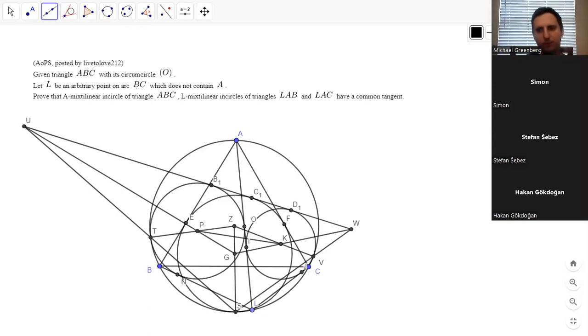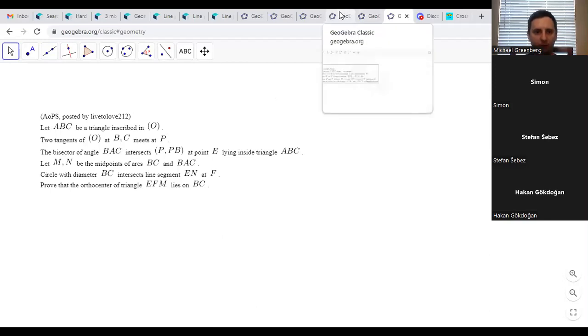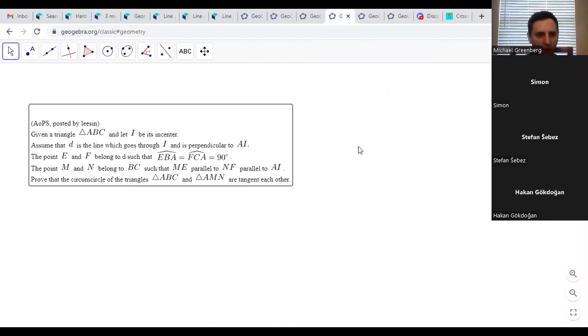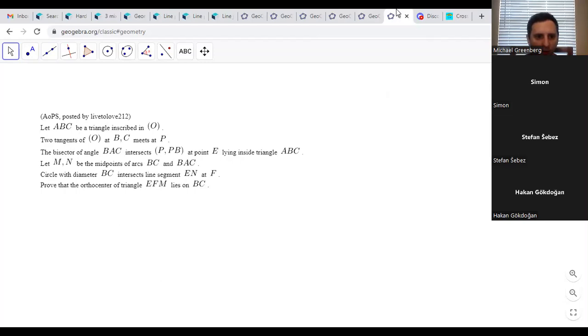Let's go to the next problem. I think we are still far from solving this. Yeah, I agree. So there's this one and this one. I think this one might be a little easier. Let's see. I kind of like this one, actually.